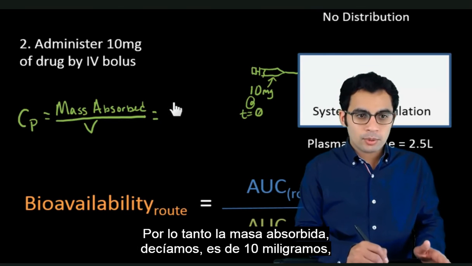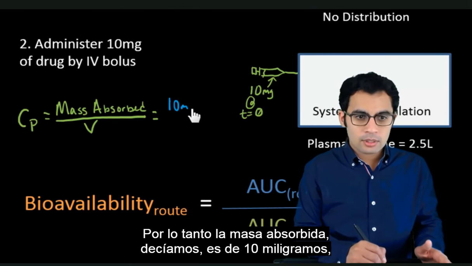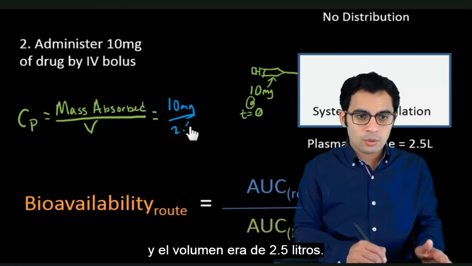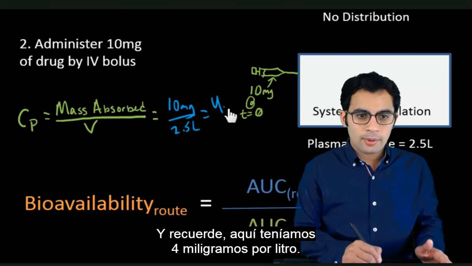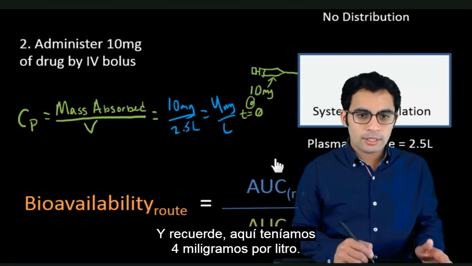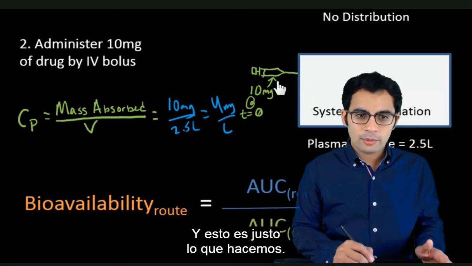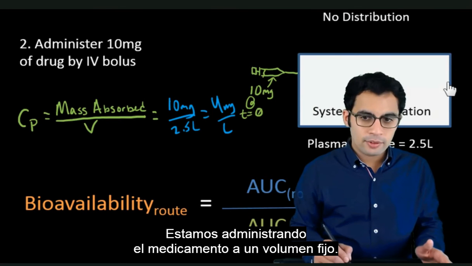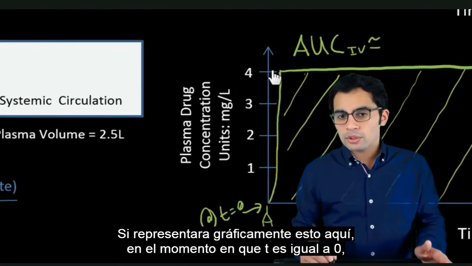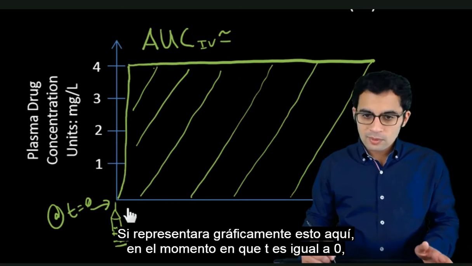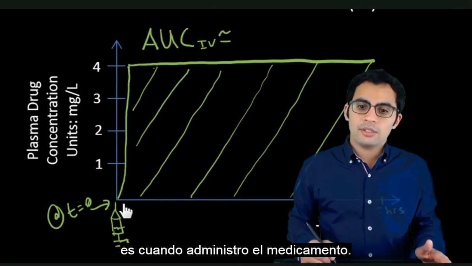So the mass absorbed, we said, is 10 milligrams, and the volume was 2.5 liters, and remember here we had 4 milligrams per liter. And this is exactly what we're doing. We're administering the drug into a fixed volume. So if I was going to graph this here, at time t equals 0 is where I administer this drug.